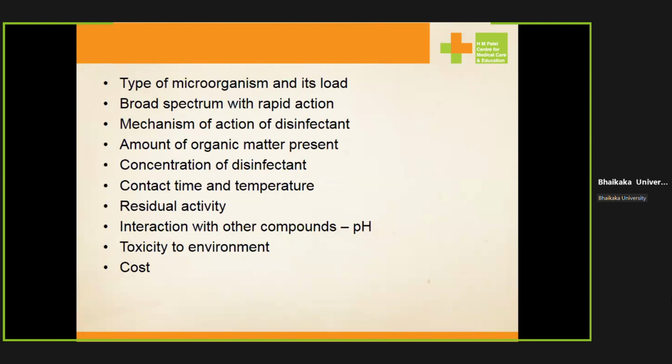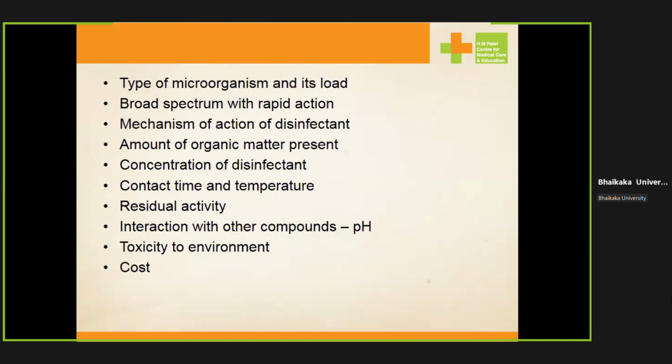What is the amount of organic matter present on the surfaces? How frequently is dusting happening on these surfaces? How contaminated are my instruments? This will also lead to selection, and is one of the factors which helps to select your disinfectant. A disinfectant that is able to act very well even in the presence of organic matter is considered to be a good disinfectant, right? Because that will reduce your cleaning activity.